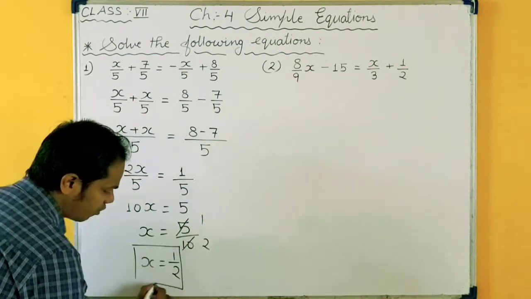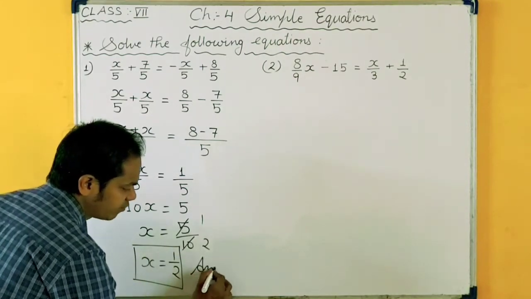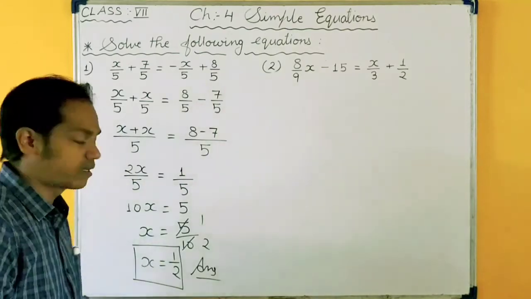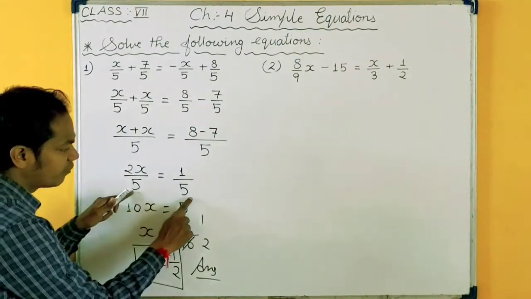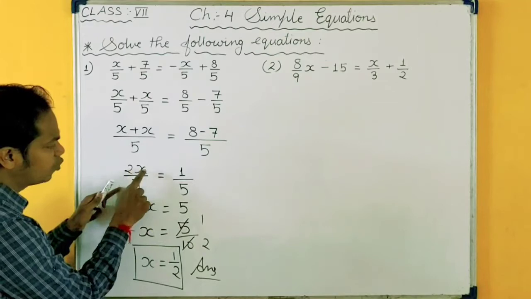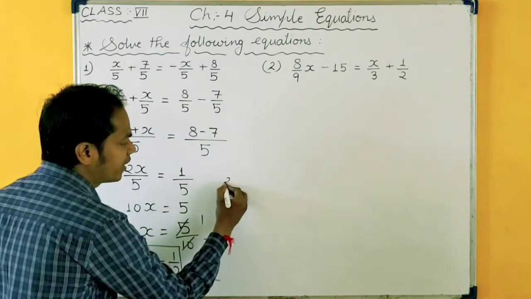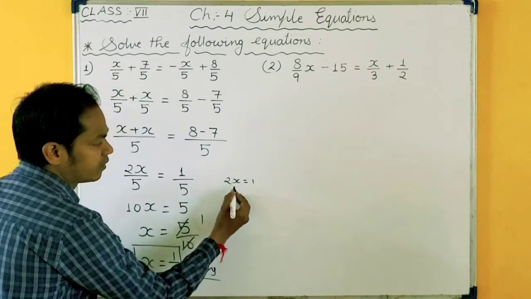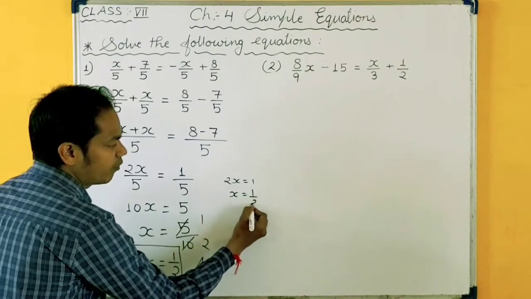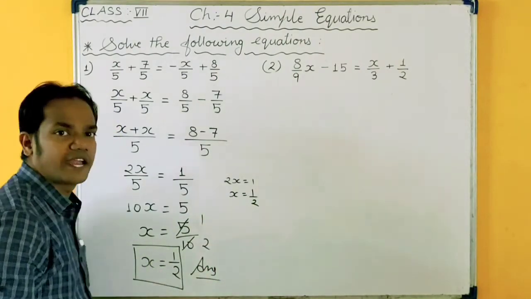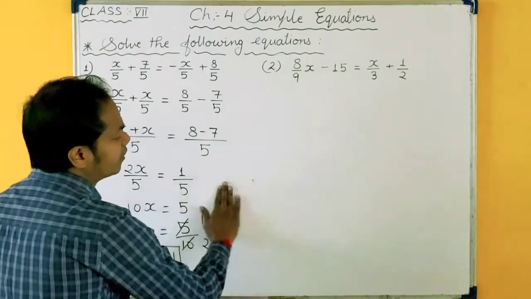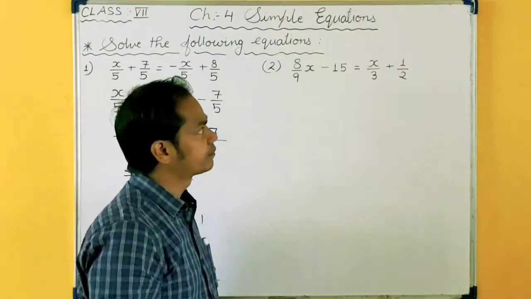So what is the value of x? The value of x is 1 upon 2. This is your final answer. Or if you cut 5 and 5, what will be remaining? 2x equal to 1. So x is equal to 1 upon 2. This way also you can get your answer. Okay, now come to the second question.